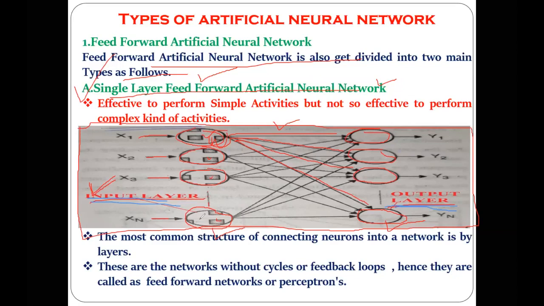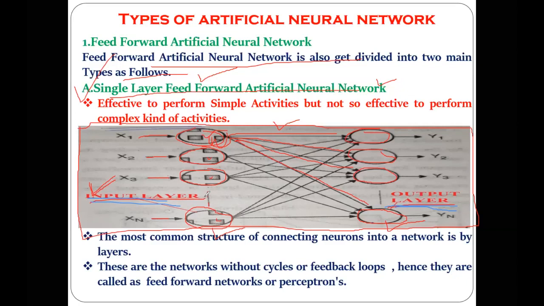Now, where will the activation function be present? Input layer neurons are. Yes, carry on. In between the output layer. What I am asking is, what is the functionality of the input layer?